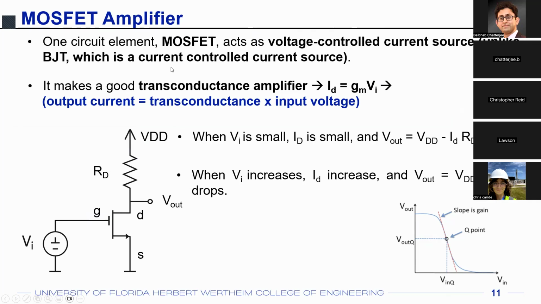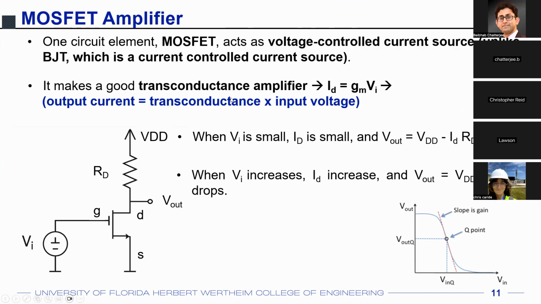BJTs, which we'll also learn in the class, are bipolar junction transistors. Again, you may have heard about the name. BJTs are a current-controlled current source, whereas MOSFETs are voltage-controlled current sources. So in terms of their underlying physics, they are different. For a BJT, the output current is controlled by the input current. For a MOSFET, the output current is controlled by the input voltage. That's the basic difference between MOSFETs and BJTs in terms of the underlying physics.